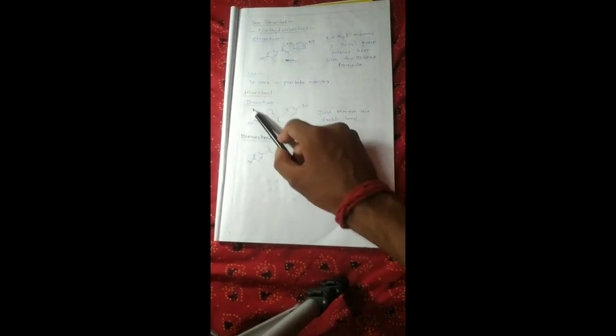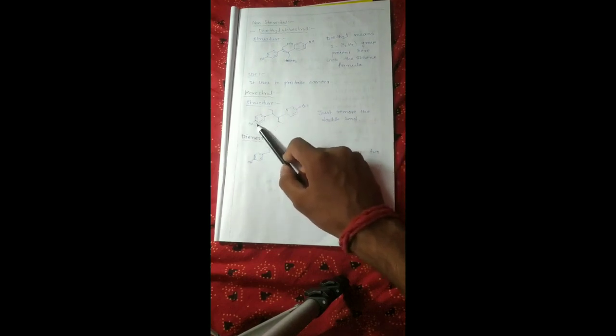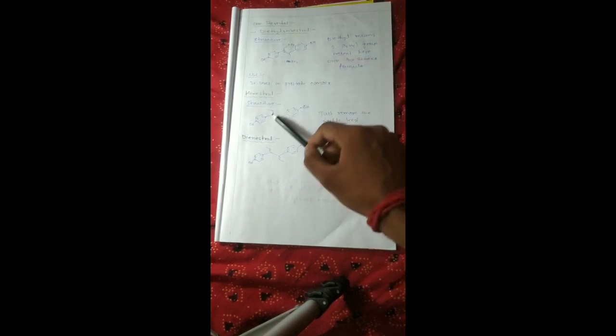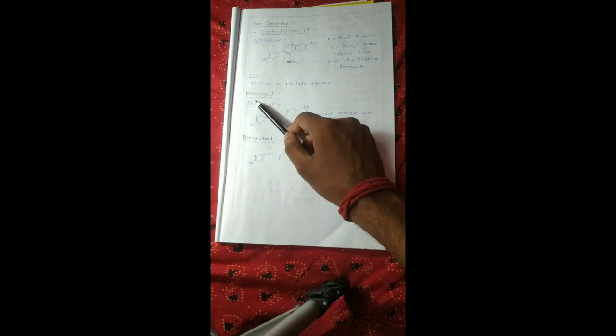The next one is hexestrol. The structure of hexestrol is here, in the third position an OH group is attached. Just remove the double bond. Here the double bond is present. Just remove it and it is called hexestrol.